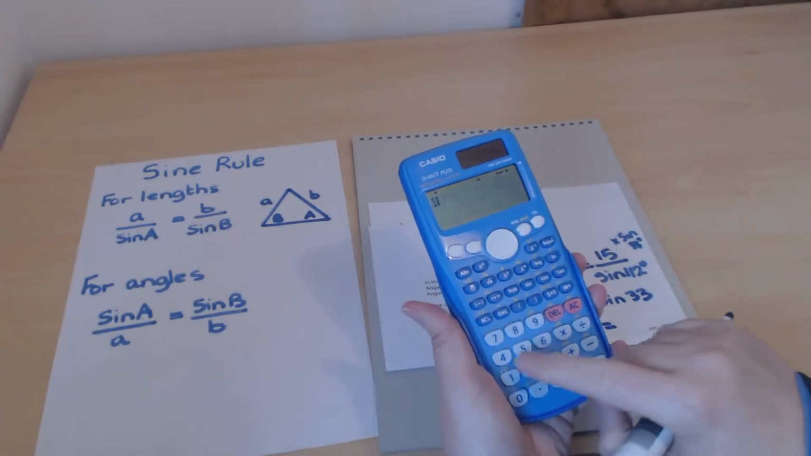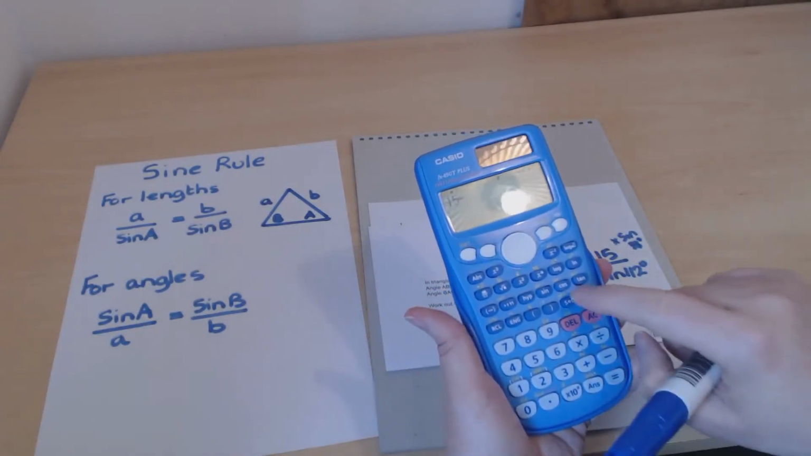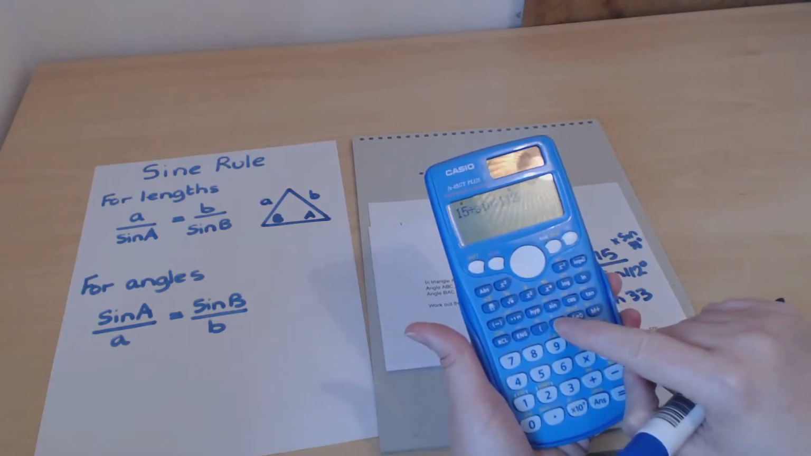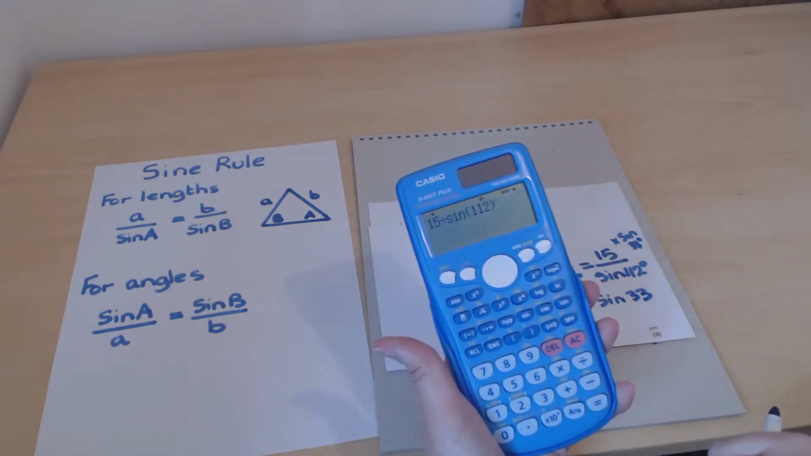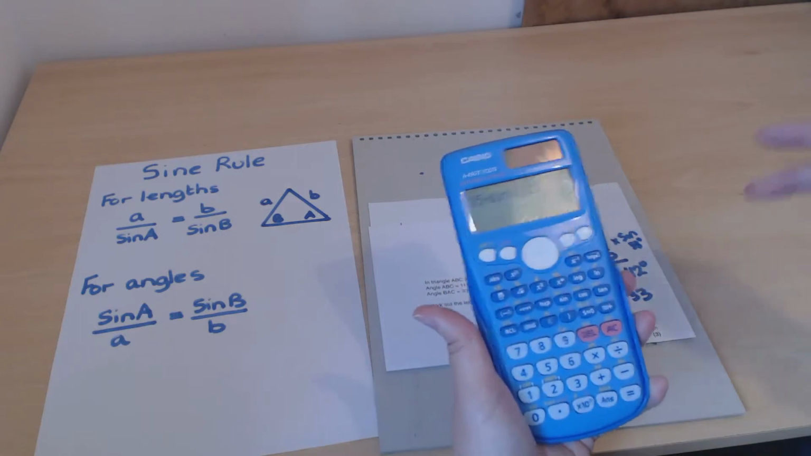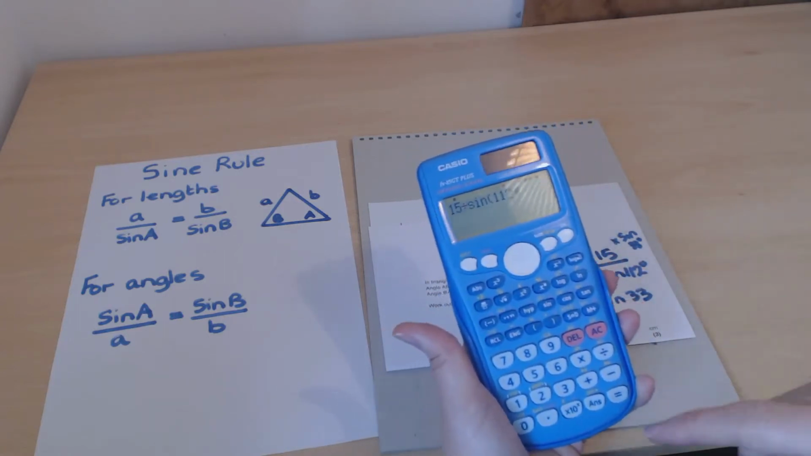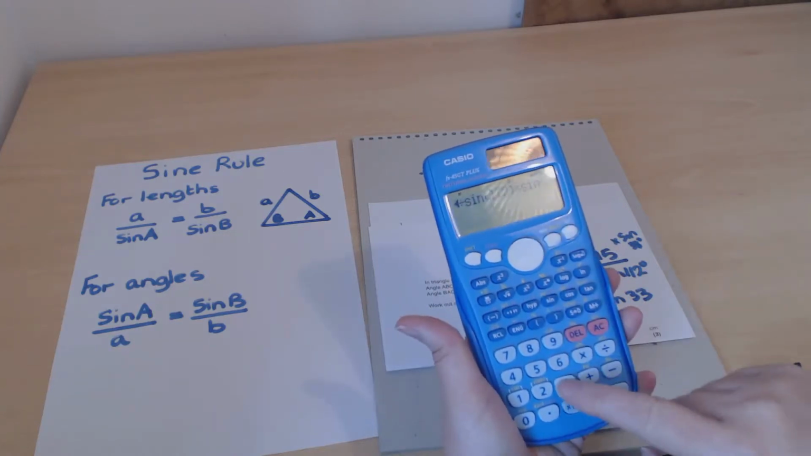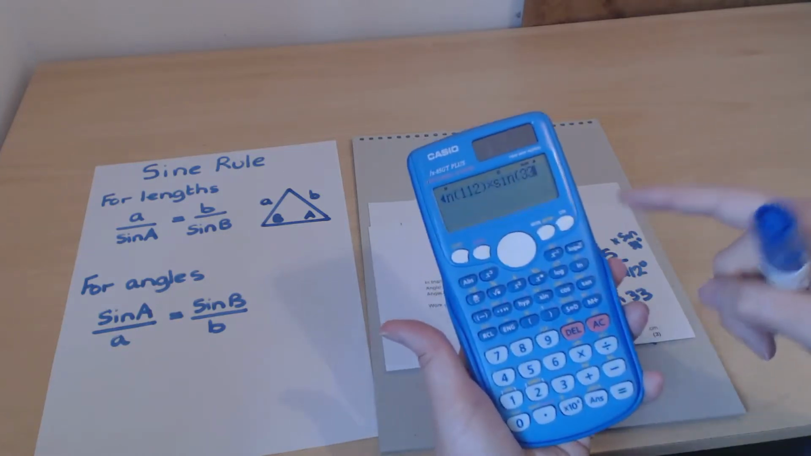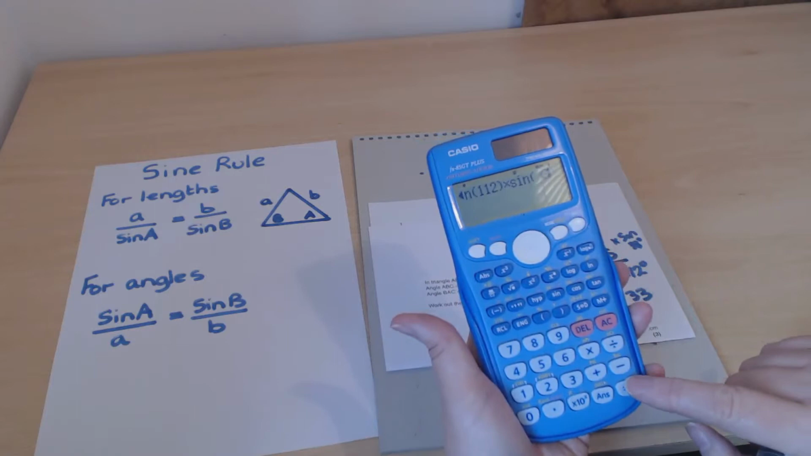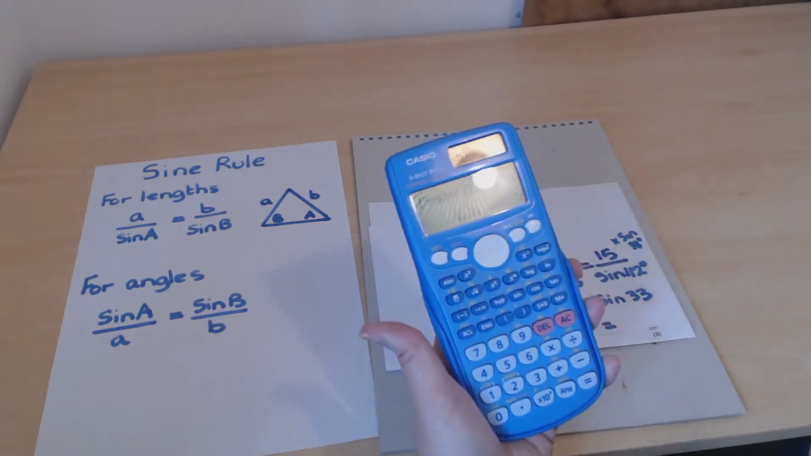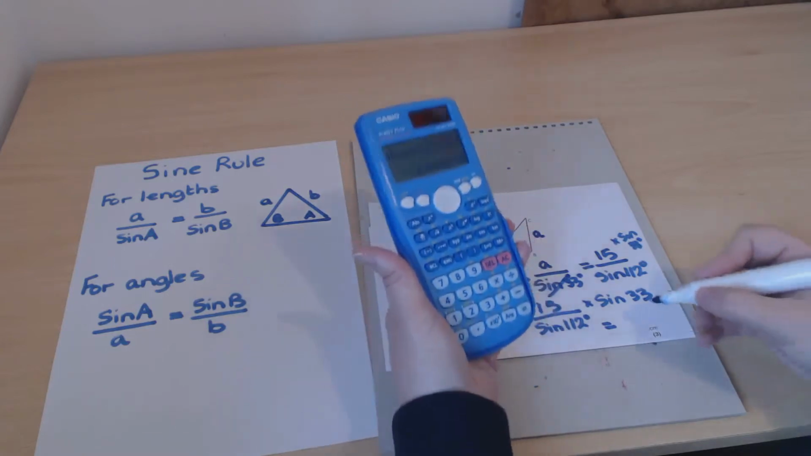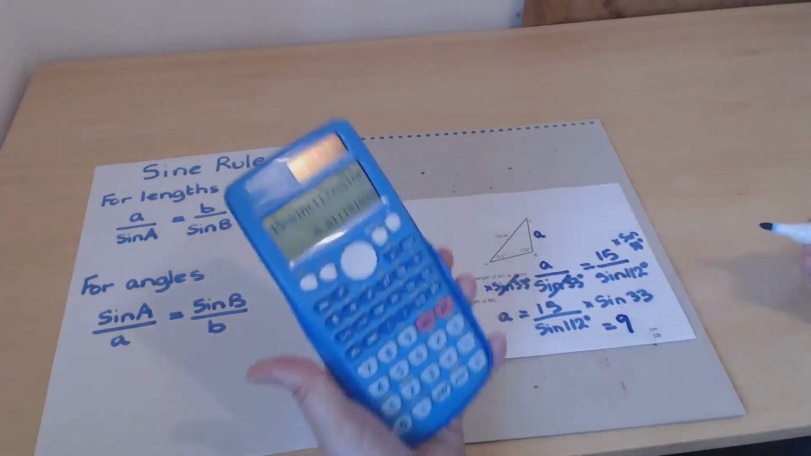So we're going to do 15 divided by sine of 112, close the brackets because we're going to do a bit more after it. If you're not doing anything after that, you don't need to close the brackets, but we do. So then we're going to times by the sine of 33. So I don't need to close those brackets because it's the end of the sum. So if I press that, we get the answer 8.8. So I'm going to round that to 9 centimeters.